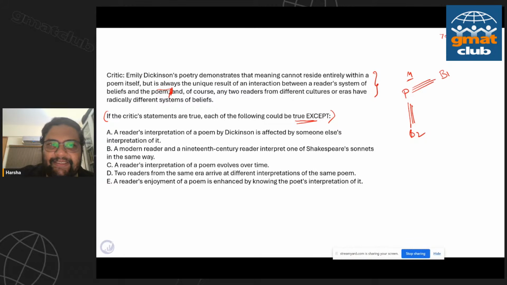The second part is also very interesting. And of course, any two readers from different cultures or eras have radically different systems of beliefs. Think about what this is trying to tell you. The author is giving you as a fact that any two readers from different cultures or different eras, what does it mean to say different era? Different time periods. Somebody from the 19th century versus somebody from the 21st century. The author is giving you as a fact that such people will have different beliefs.